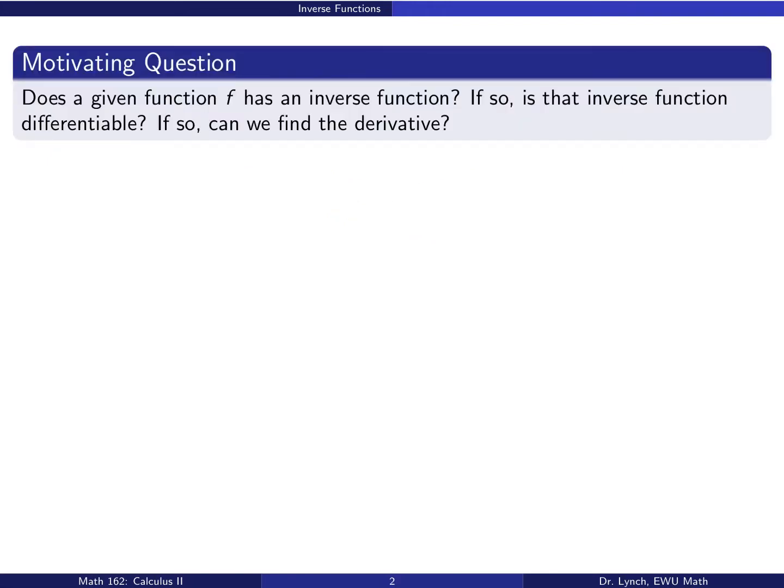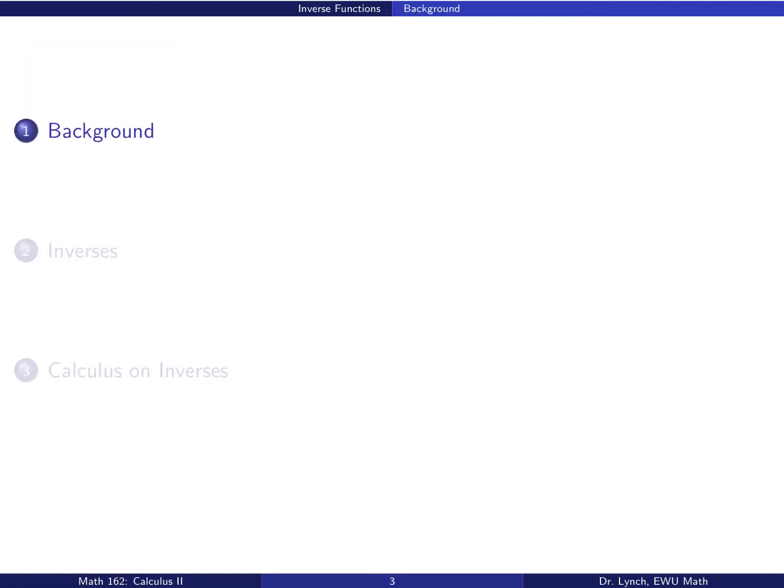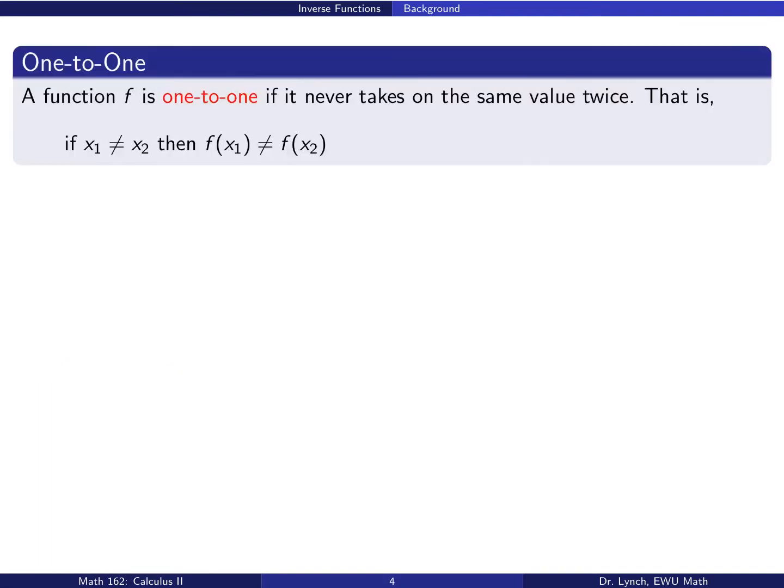In this video, we'll be discussing the following questions. Given a function f, does it have an inverse function? And if it does have an inverse function, is that inverse function differentiable? And if so, how can we find the derivative? So we'll start off with some background, talk a little bit about inverses and how to find them. We'll find a couple inverses and then we'll talk about doing calculus on inverses.